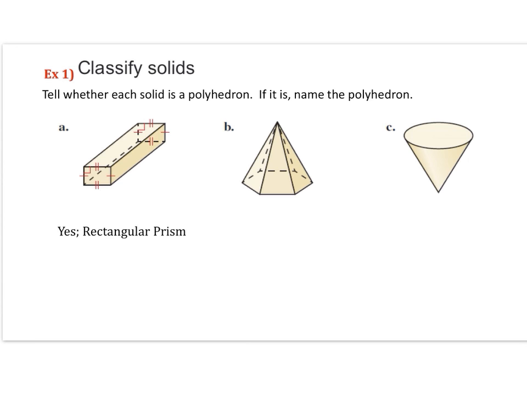All right, the next example, B, has 1 base, and the rest of the faces are triangular, but they are all polygons. So we can say, yes, it is a polyhedron, and then classify it. Let's see, how many sides? It has 1, 2, 3, 4, 5, 6 sides for the base, so that's a hexagonal pyramid. And then the last one, sample C, has a circular base, so therefore it is not a polyhedron because circles are not polygons.